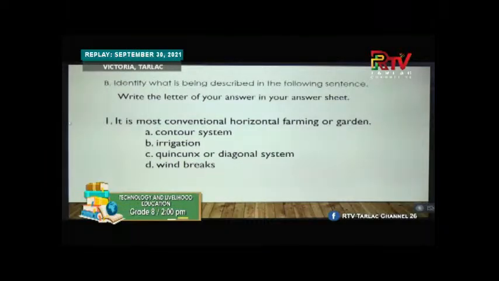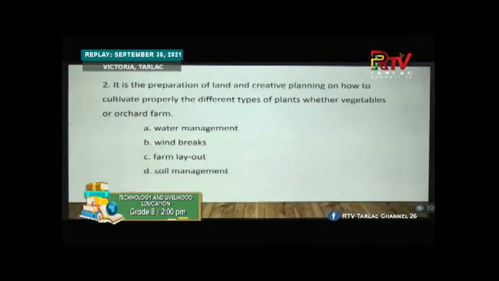Number 2, it is the preparation of land and creative planning on how to cultivate properly the different types of plants, whether vegetables or orchard farm. Letter A, water management. Letter B, windbreaks. Letter C, farm layout. And D, soil management.